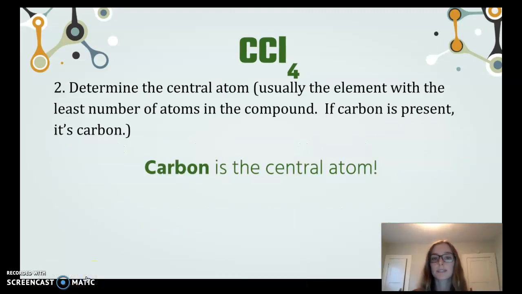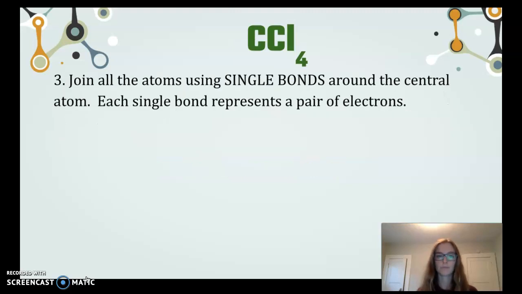We need to determine the central atom. And we notice that we have the least number of carbon because we only have 1 carbon, yet we have 4 chlorines. But also, since carbon is present, automatically we know it's going to be carbon. So carbon is the central atom. So I'm going to put carbon right in the center.